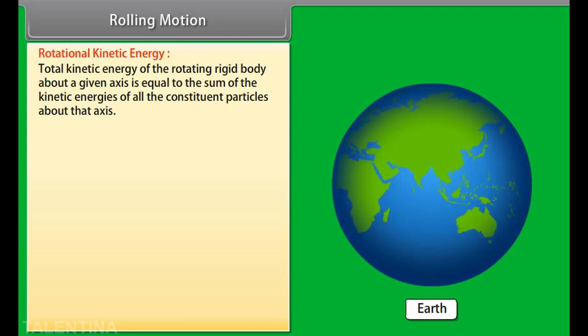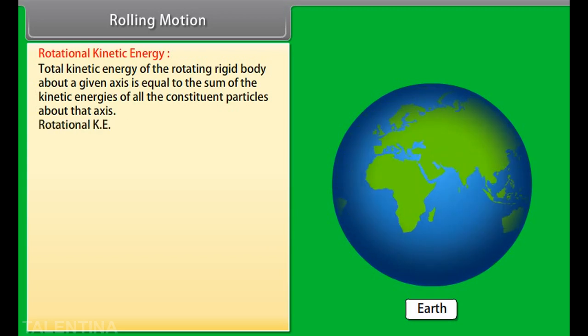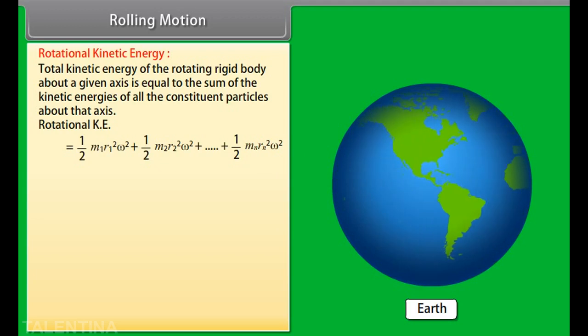Rotational kinetic energy. Total kinetic energy of the rotating rigid body about a given axis is equal to the sum of the kinetic energies of all the constituent particles about that axis. Rotational kinetic energy is equal to half m1 r1 square omega square plus half m2 r2 square omega square plus so on till half mn rn square omega square. On summarizing this equation, we get rotational kinetic energy is equal to half the summation of the product of m and r square multiplied by omega square.